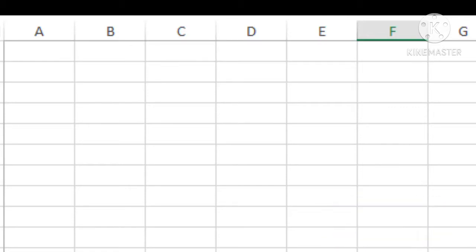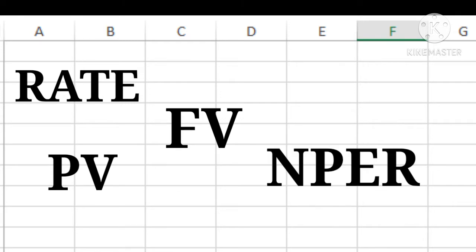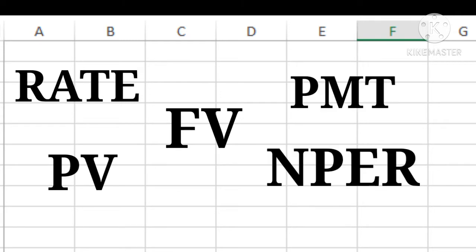Today I am going to show how to calculate future value, present value, rate of return, NPER, that is number of periods, and PMT, the amount to be invested monthly. So let's start with the topic.